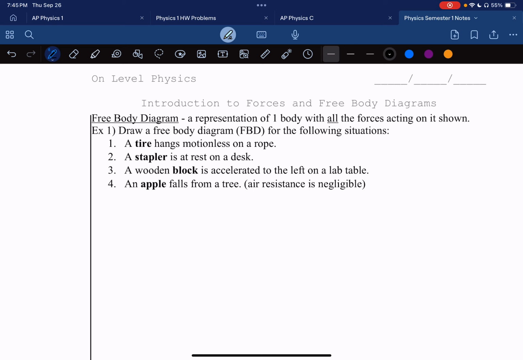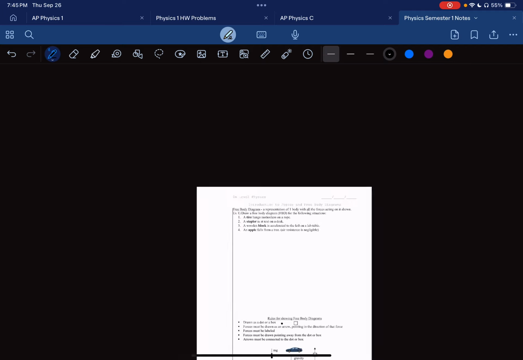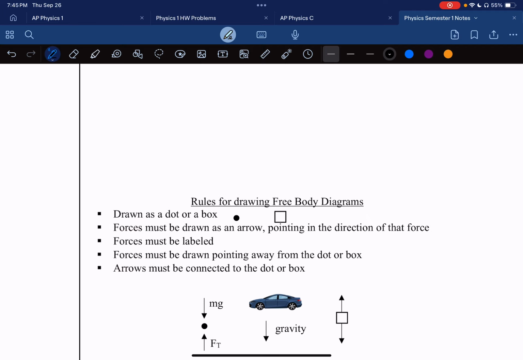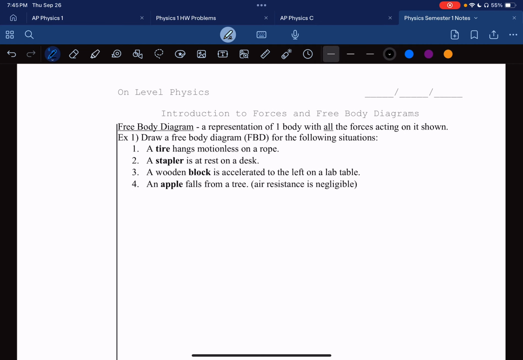We call it a free body diagram. It's a representation of one body, so one object, with all the forces acting on it. All the forces acting on it. There's some rules for drawing that, but we'll address that after.